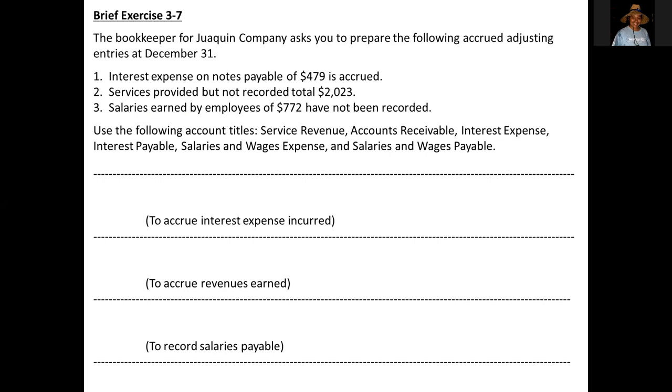So if they were to record an accrual to record this as an expense, but they don't have to pay it yet, how would they accrue it? Anybody care to take a stab at it? What is the accrual entry to record interest expense on a notes payable of $479? What account will we debit? What account will we credit?